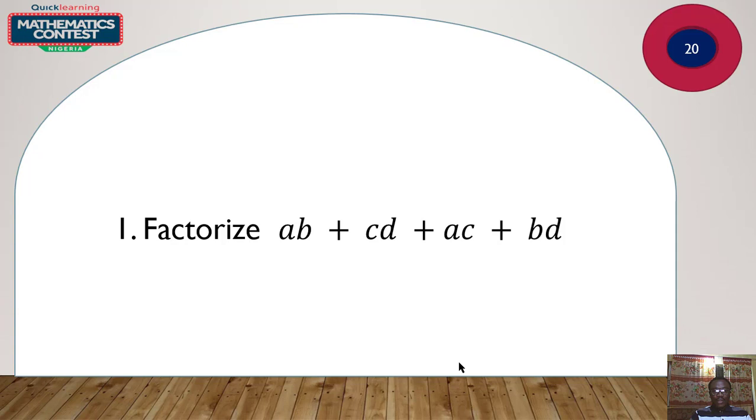Here is your question: factorize AB plus CD plus AC plus BD. Your time starts now. You have 20 seconds to do this. Try as much as possible to work within your time.